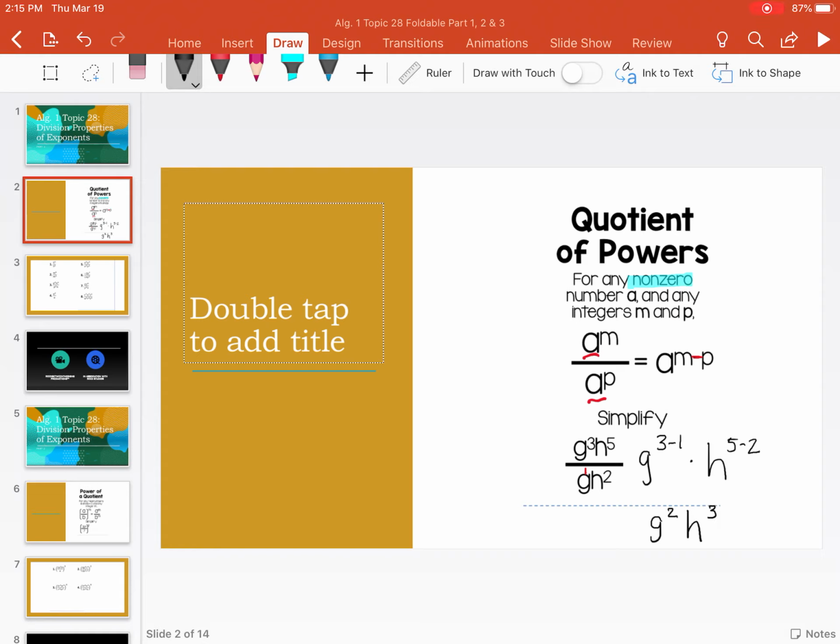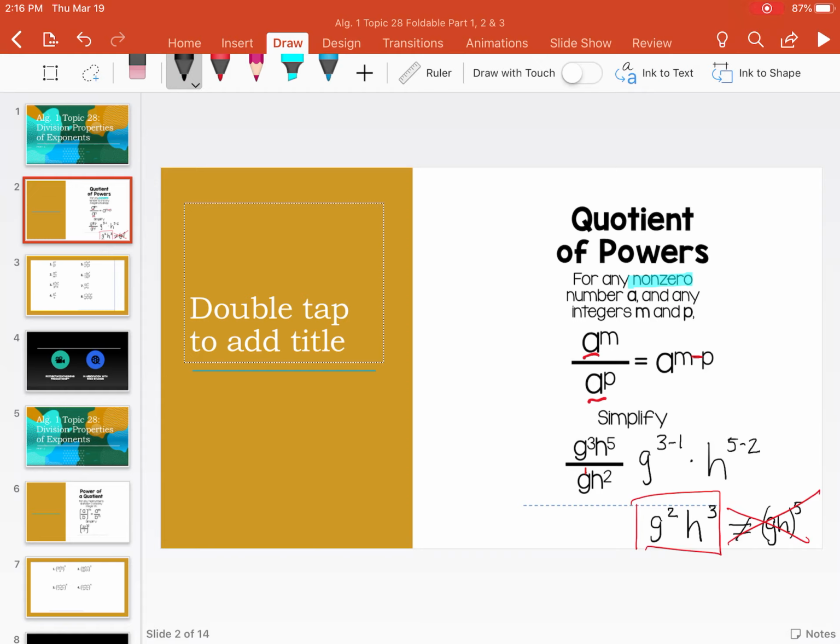3. Now notice here, this is not the same thing as if we were to write gh to the 5th. These are not the same bases, so we cannot add the exponents here. We're just going to keep them separate. This is our answer.